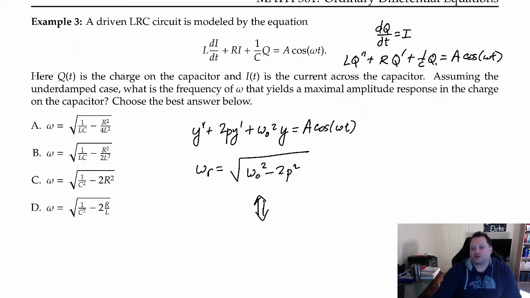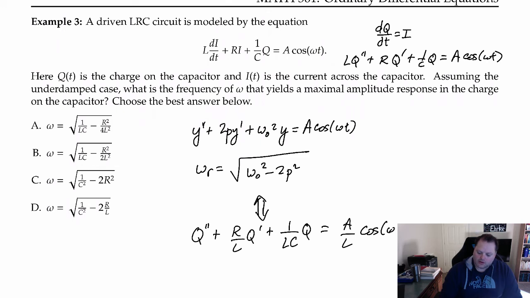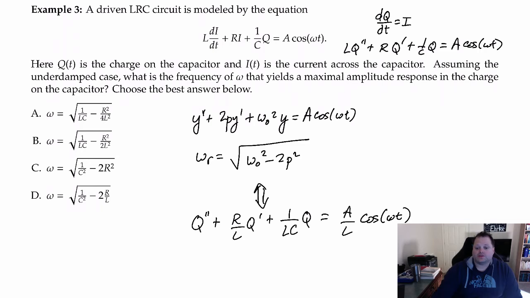So this is the differential equation that calculates the charge on the capacitor, and we want to know the value of omega that will maximize that charge. Now, here's the thing. This equation doesn't look like this one. Notice we don't have a leading coefficient here, but here the leading coefficient is L. So I have to divide through by L and obtain the equation Q double prime plus R over L Q prime plus 1 over L C Q equal A over L cosine omega t. So this is the differential equation that we're looking at for the purposes of comparing it here.